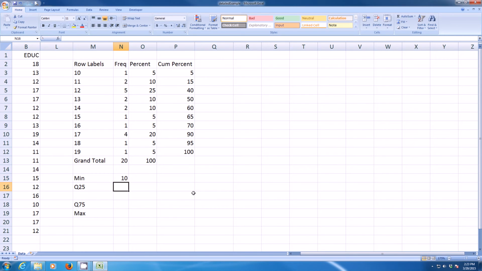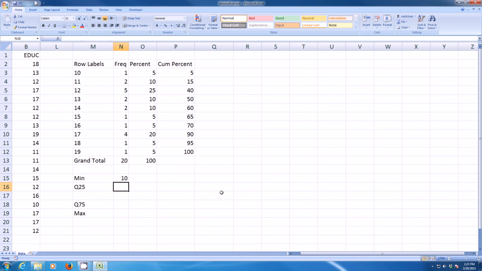To get the 25th percentile, we're going to find the first value in the cumulative percent column that includes 25%. And so you can see that 40 is the first cumulative percent to be higher than 25. And so 12 is going to be our first quartile.